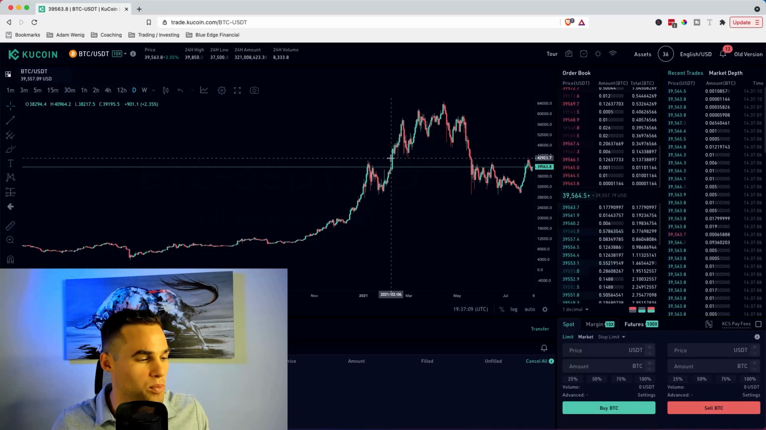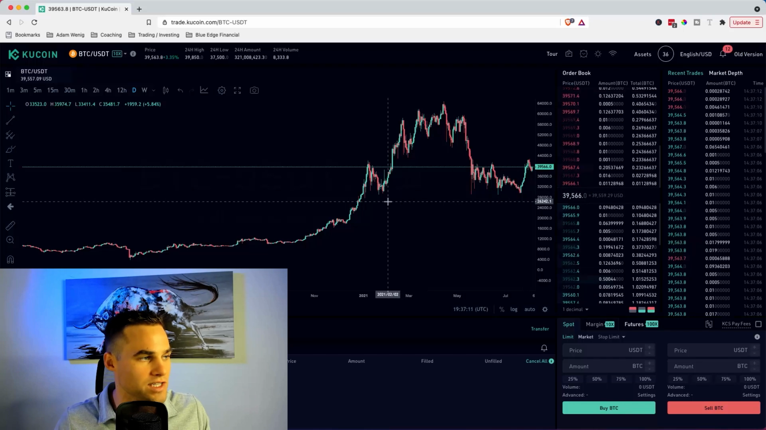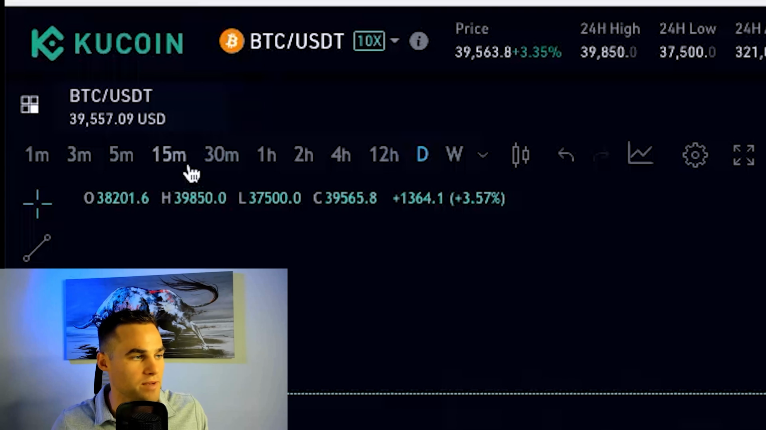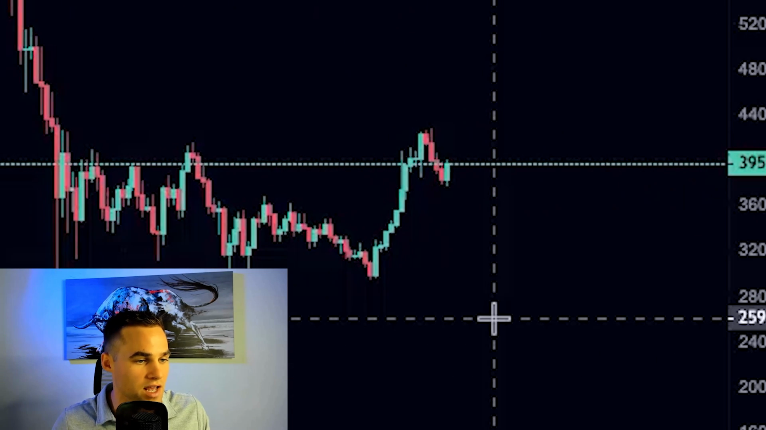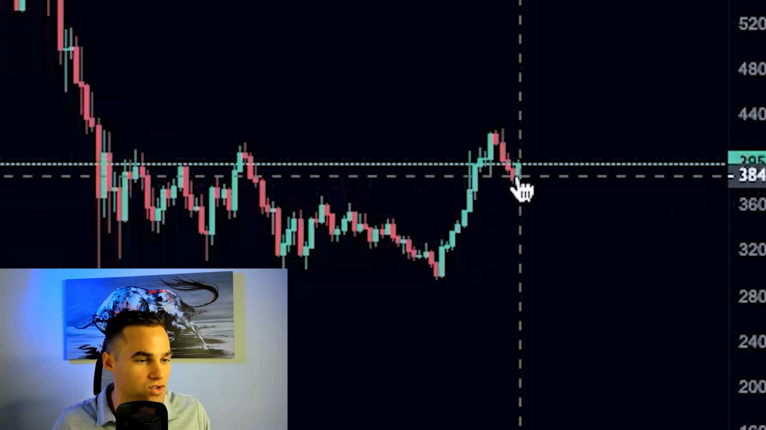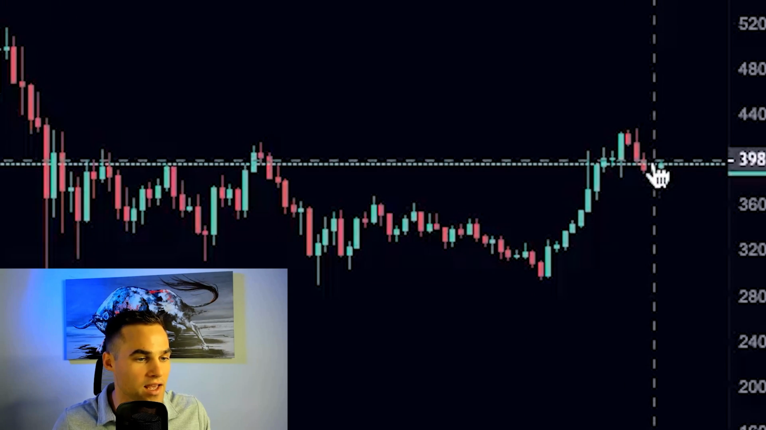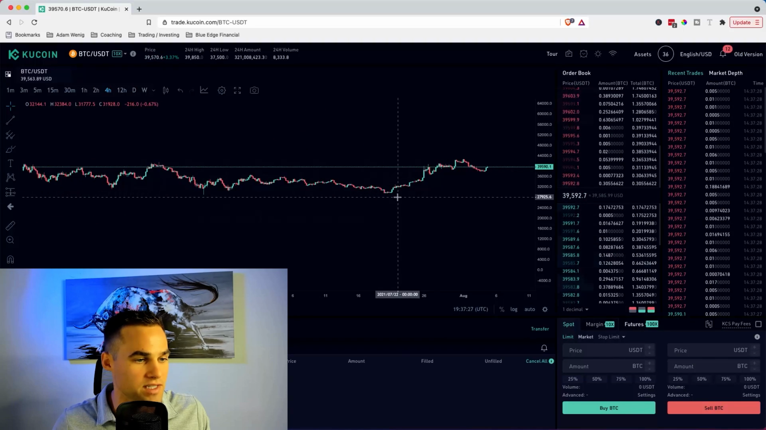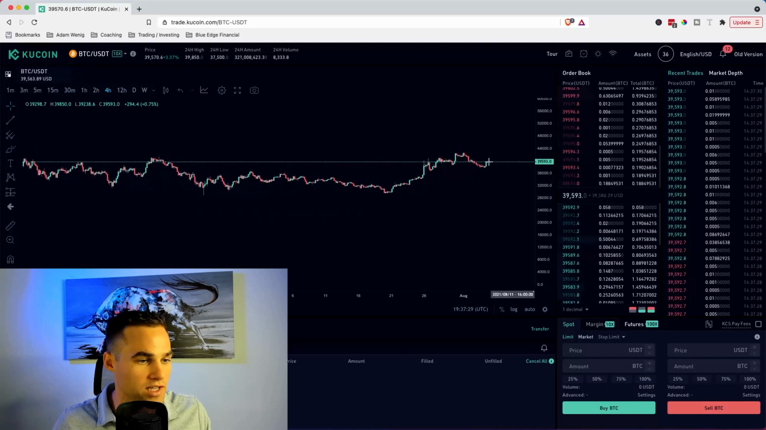Okay, now when you first open it, it's likely going to look something like this. So let's go into what this actually means. Here you can see the different time frames. Currently we're on the 1 day time frame. That basically means that each one of these little candles represents 1 day. And if you pop down to the 4-hour time frame, for example, that means each one of these little candles represents 4 hours.